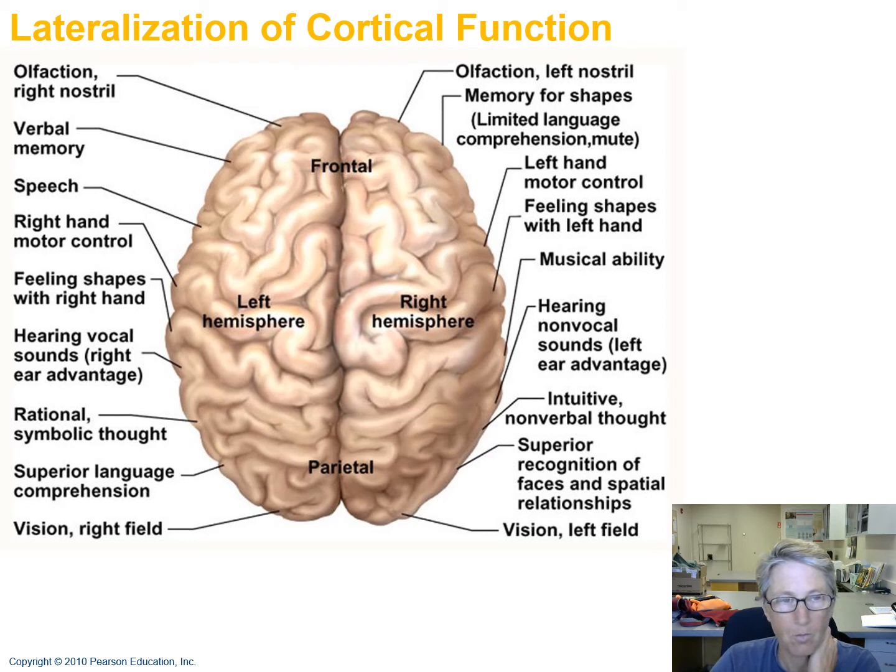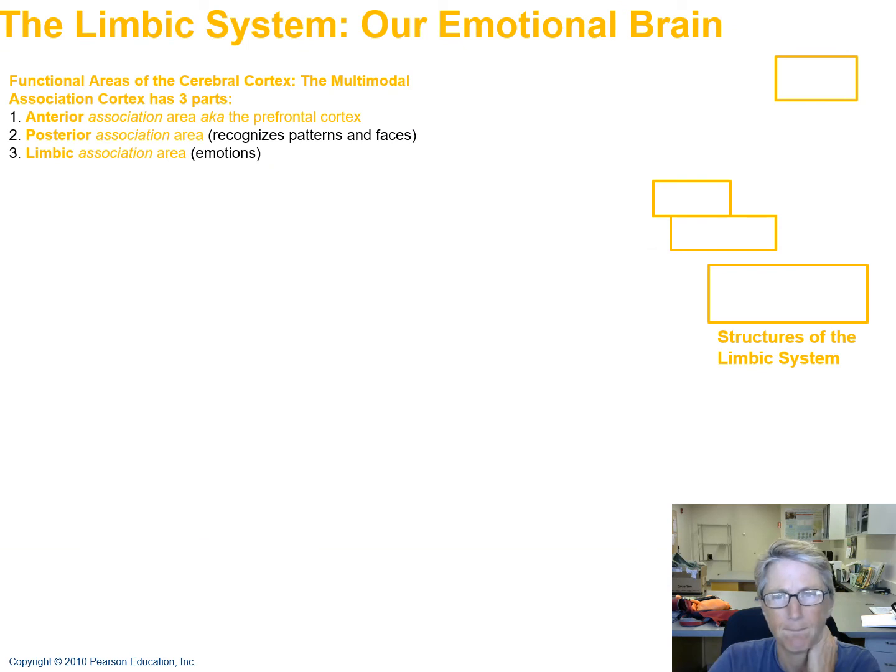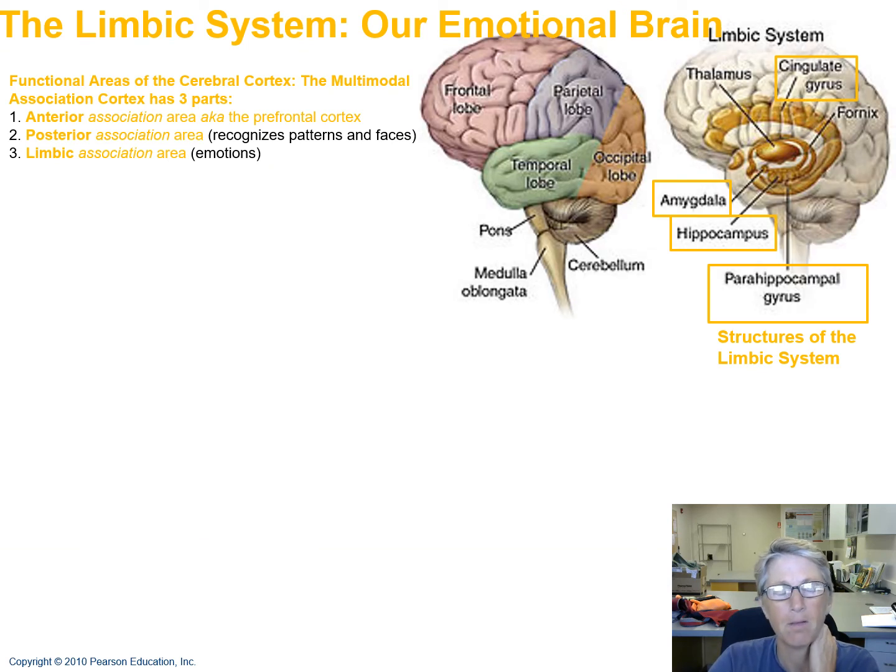So this is kind of a cool cartoon. It just shows in the left hemisphere where we have rational symbolic thought. Over here in the right hemisphere, we have musical ability, intuitive, nonverbal thought. So you can look through that. And then the next slide is our limbic system. That's our emotional brain. Here's a cartoon of the limbic system.